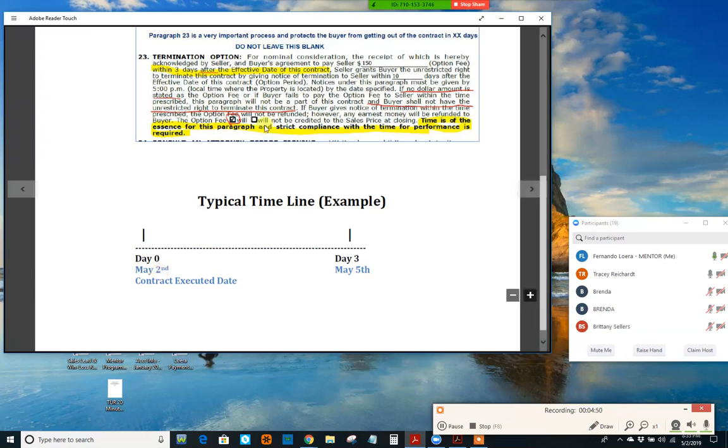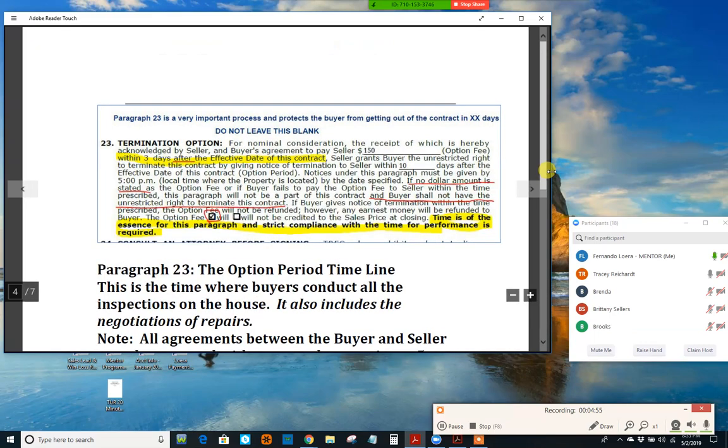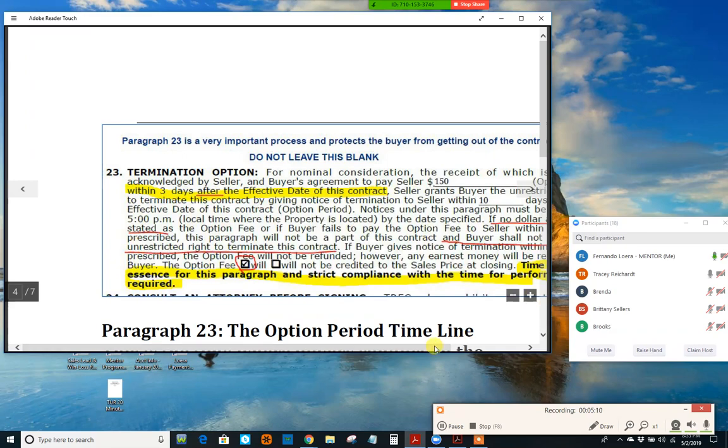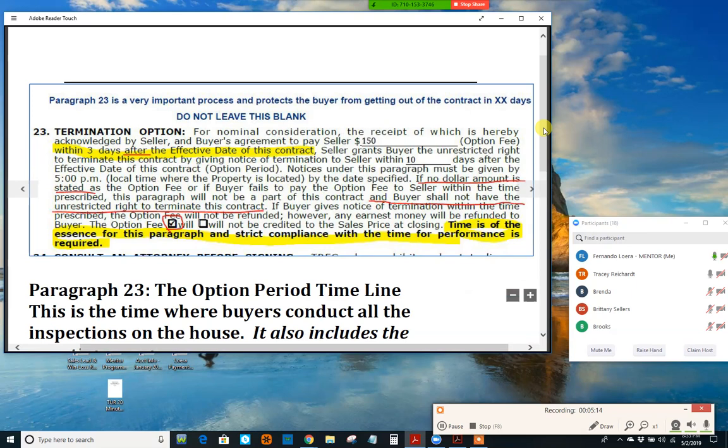Let's talk a little bit about the option period. Paragraph 23 is a very important process because it's a contract within a contract. I would advise you never to leave it blank. This is a way for the buyers to be able to get out of the contract if for some reason there's an issue, particularly with the home inspections that they conduct. Again, the termination option is a mini contract within the contract.